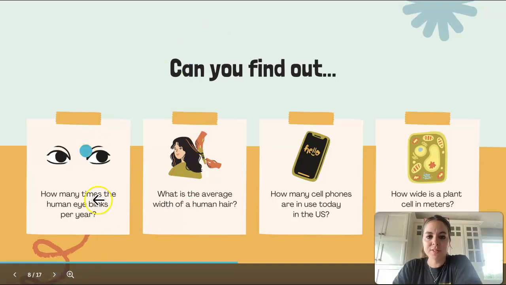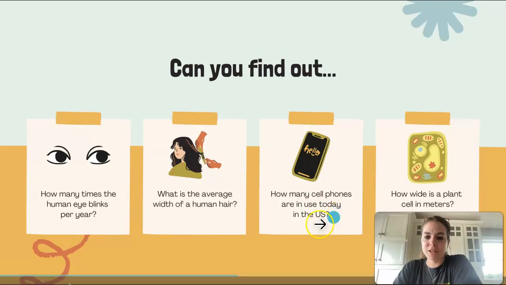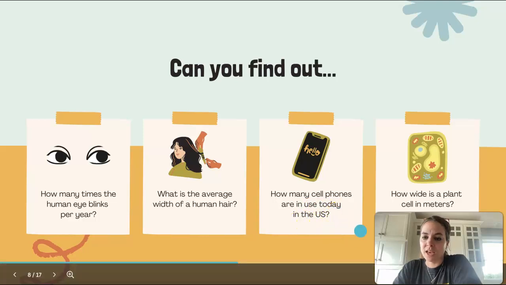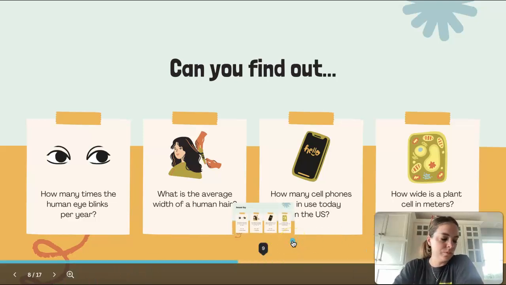So here would be some other examples on when you would use scientific notation. How many times the human eye blinks? What's the average width of a human hair? How many cell phones are in the US today? And how wide is a cell in meters? Let's see if we can find the answers.